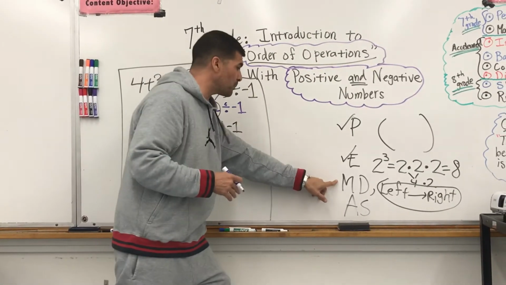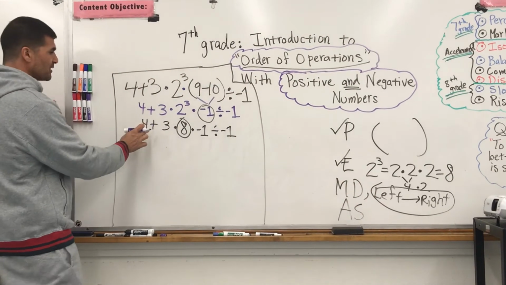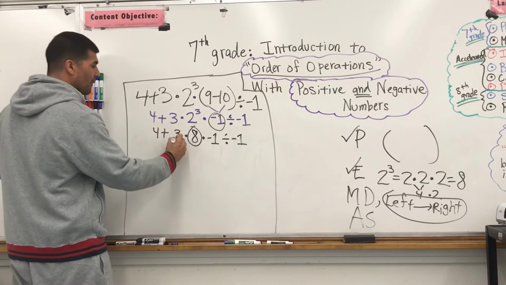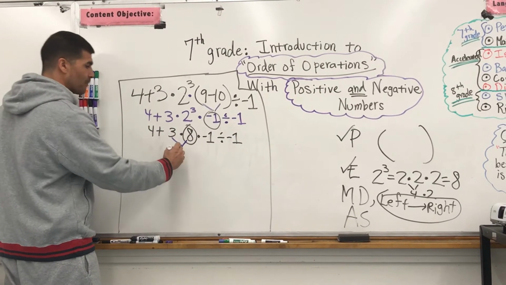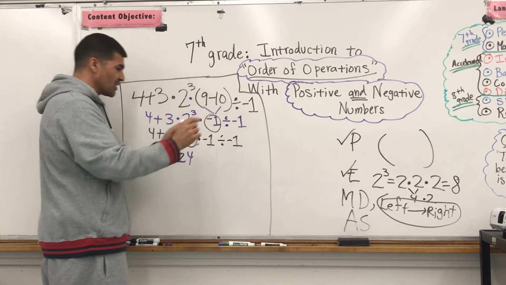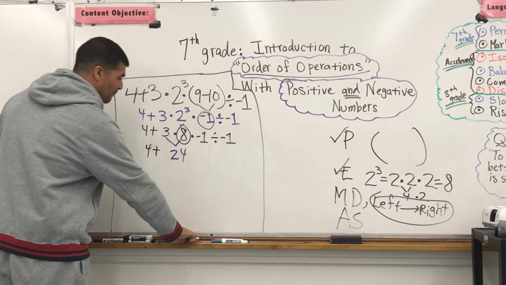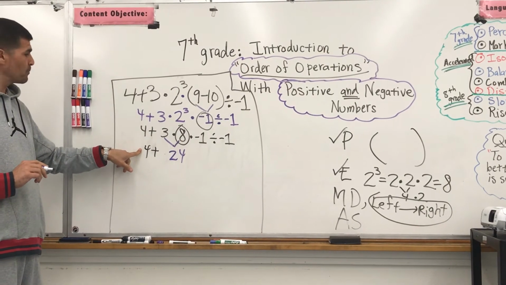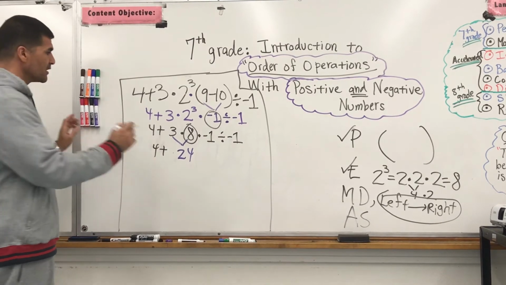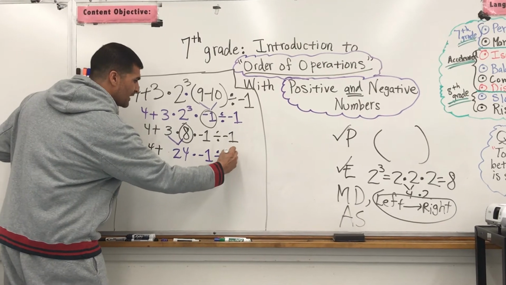Next, let me multiply and divide. Which side do I need to start on? The left. A lot of people want to add this 4 and the 3, but I'm not supposed to. I'm actually supposed to multiply the 3 and the 8. This is going to give me 24. Now I'm going to write down this plus 4 here, just so you don't forget about it. It's still needing to be added, but I have to multiply and divide from the left to the right before I add or subtract. So I'm going to multiply by -1, and then divide by -1.